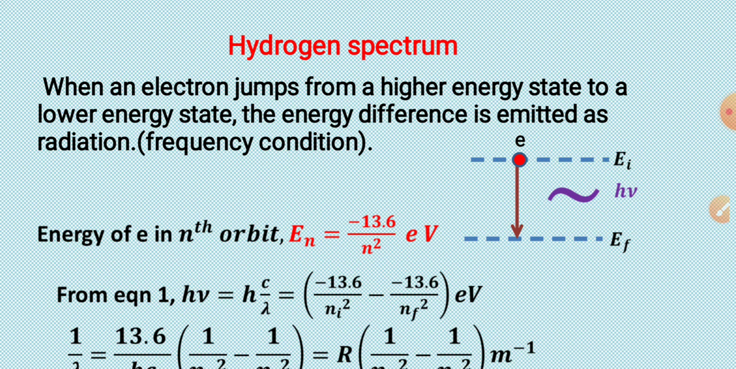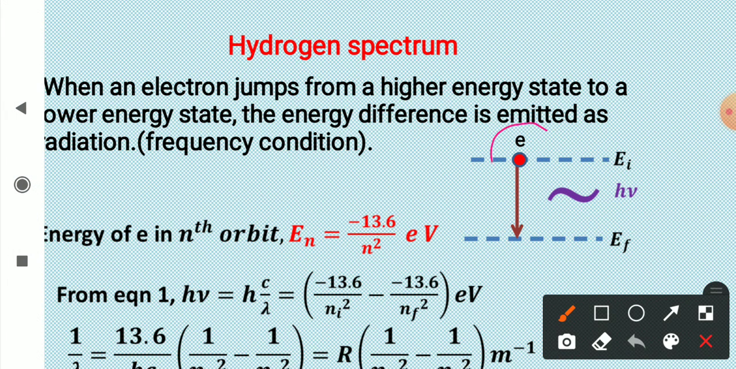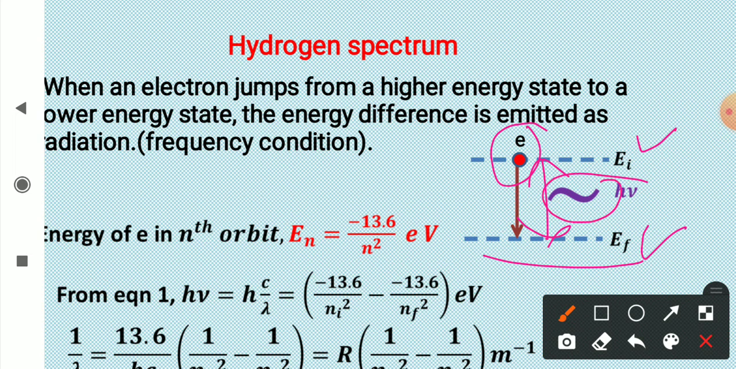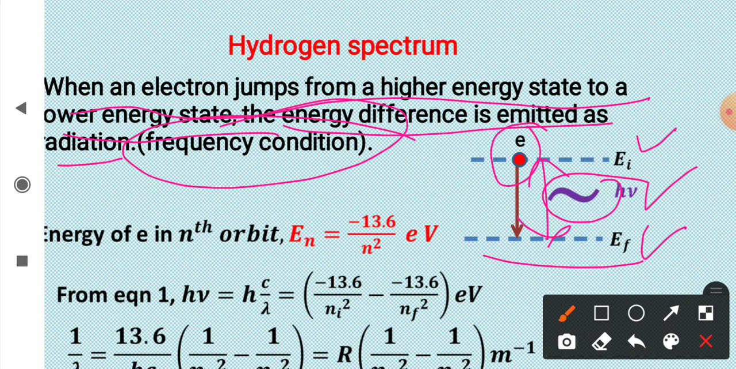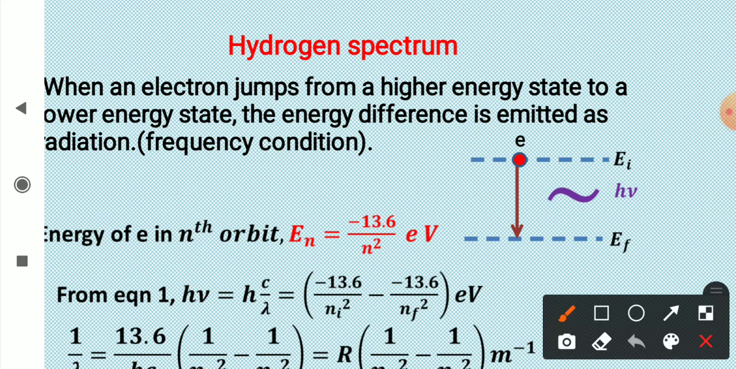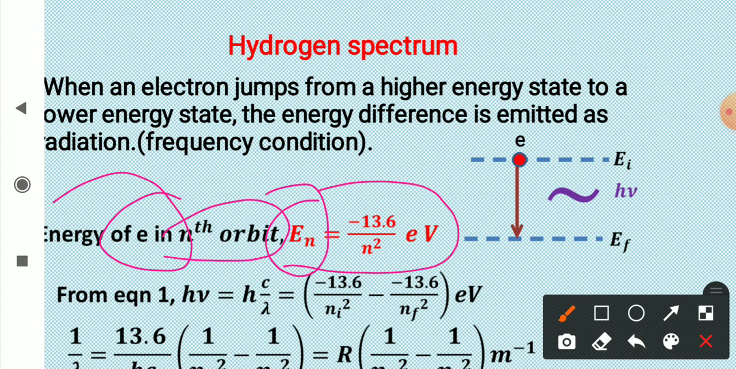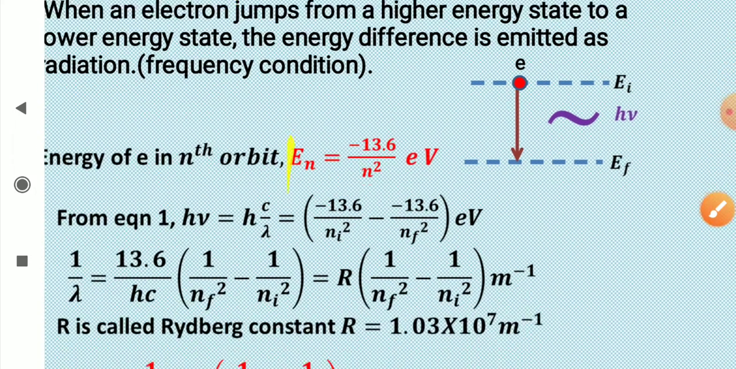See, in hydrogen atom, when electron jumps from higher energy level to a lower energy level, this energy difference is emitted as radiation. This is the frequency condition. You are familiar with it. And energy of electron in nth orbit is given by this relation. En is minus 13.6 upon n square electron volt. You are familiar with this equation.